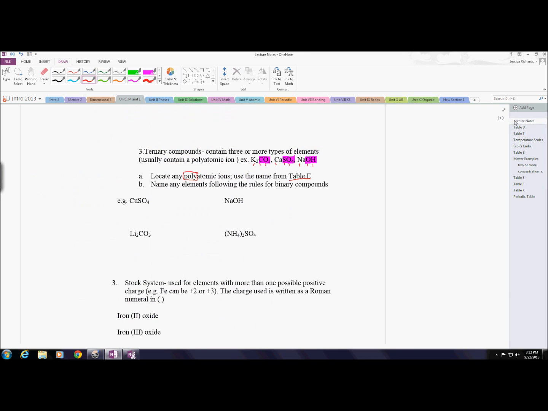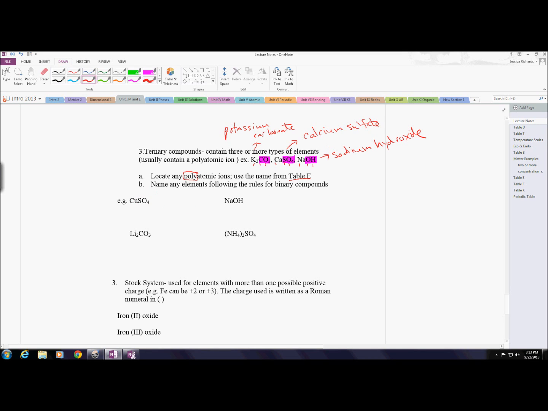The rest of the naming is just like the binary compounds. This first part is positive, so I look up its name on table S. A capital K is potassium, so that's going to be potassium carbonate. I look up Ca on table S. That's calcium, so this will be calcium sulfate. And Na was sodium, so this is going to be sodium hydroxide. So I got the positive ion from table S. The negative ions in these examples all happen to be polyatomic ions, so I got their names from table E. And that's it. Simple as that.